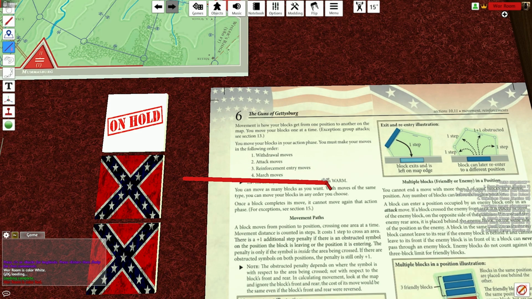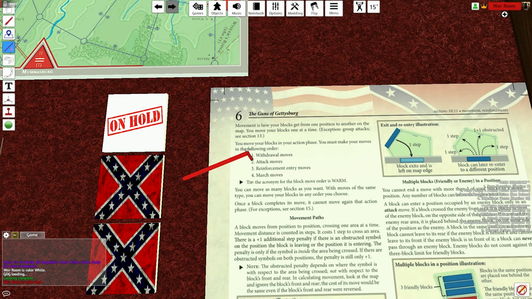There's an acronym. They use WARM to make it very easy for you. You can move as many blocks as you want with moves of the same type. You can move your blocks in any order you choose. Once a block completes its move, it cannot move again that action phase. So if you do a withdrawal move or an attack move, because you have to ask for a general order to do either of these, you're not going to be able to do a march move. If you do a withdrawal move, you can't attack. If you do an attack move, you can't withdraw or do march moves. So you're going to have to be very careful on how you choose to move your blocks.